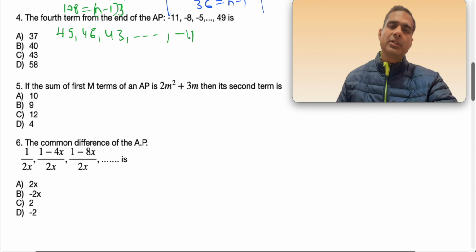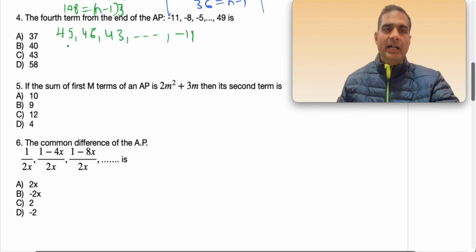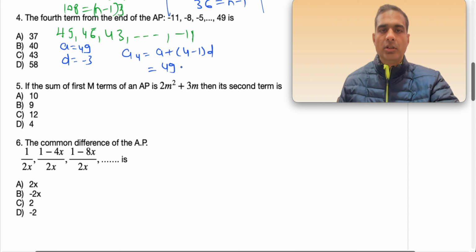So now the first term will become the last term if we are moving from the last. So now, if we compare, the first term will become 49, d will be minus 3. 46 minus 49 is minus 3. And we have to find out the fourth term. So the fourth term will be what? A plus 4 minus 1 d. So a, the first term, is 49 now, plus 3 into the common difference, which is minus 3. So 49 minus 9 is equal to 40. So the fourth term from the end will be 40.